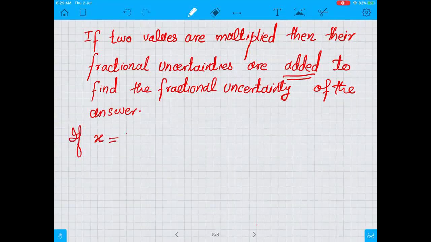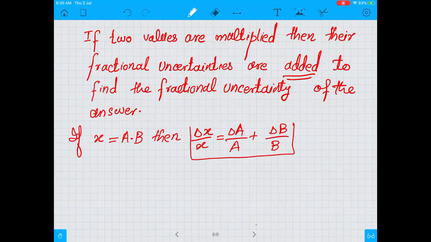Basically, if x is equal to a into b, then the fractional uncertainty of x will be equal to the fractional uncertainty of a and the fractional uncertainty of b. So basically, if x is a multiple of a and b, then the fractional uncertainty of x will be equal to their sum. So the sum of fractional uncertainties of a and b will be the fractional uncertainty of x. This is when the two values are multiplied.